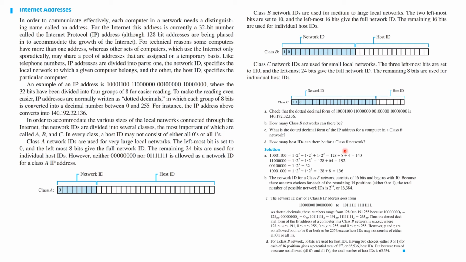Now, the last problem here asks how many host IDs can there be for a Class B network? So you're saying how many host IDs can you have here? Well, for a Class B network, 16 bits are used, having two choices, either 0 or 1 for each one. So this is going to be 2 to the 16th, or 65,536 host IDs. But because 2 of these are not allowed, all zeros and all ones, we have to subtract 2 from that number, and we get 65,534. A lot of counting involved in internet addressing.